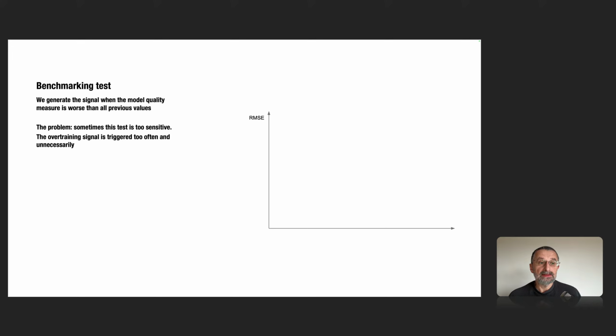The second test is the so-called benchmarking test. So we generate the signal when the model quality measure is worse than all previous values.